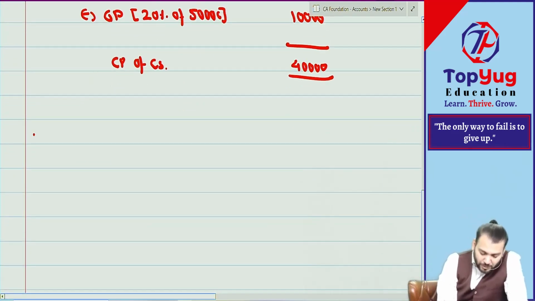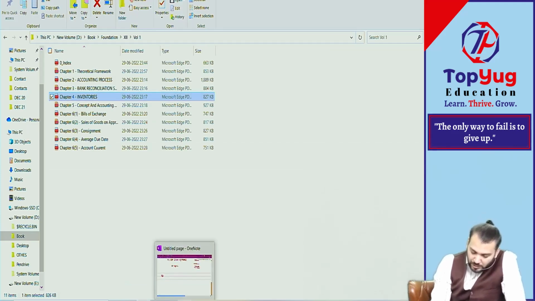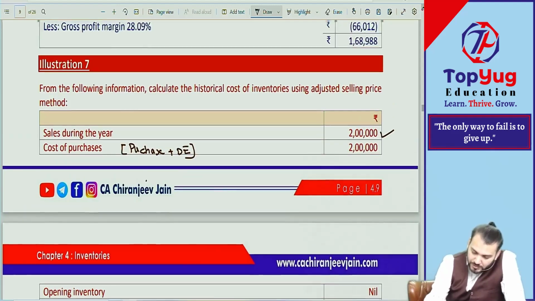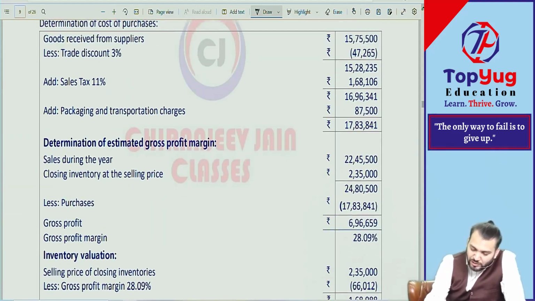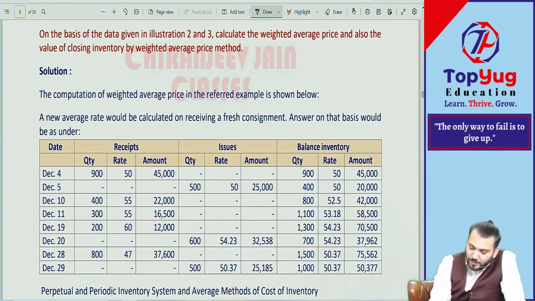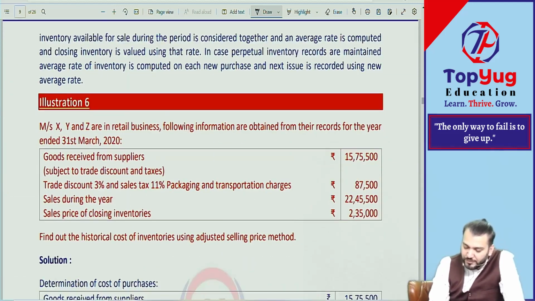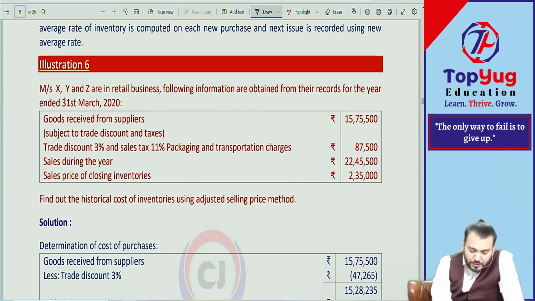Correct. Then we'll do illustration number 6. Same question, but in illustration number 6, cost of purchase is not given. We need to calculate cost of purchase first. You can see Mr. XYZ is in retail business. The following information is obtained from their records.